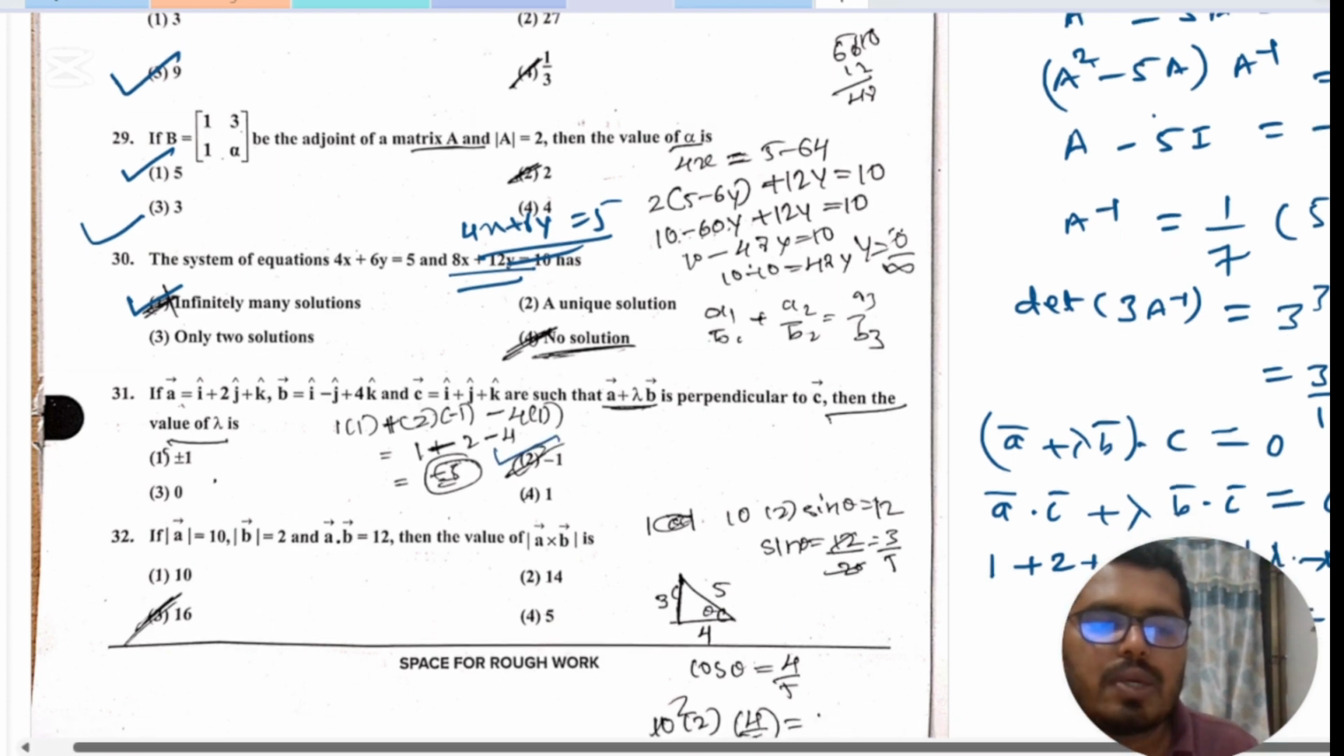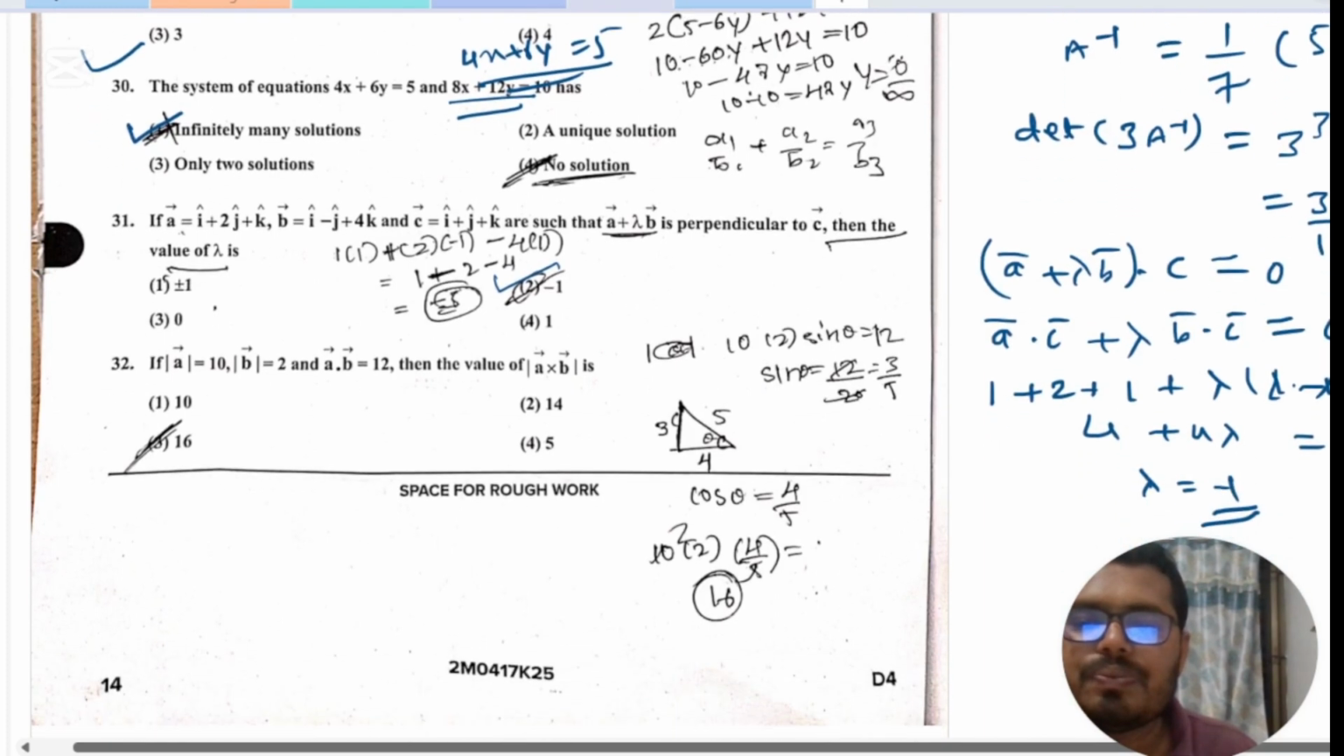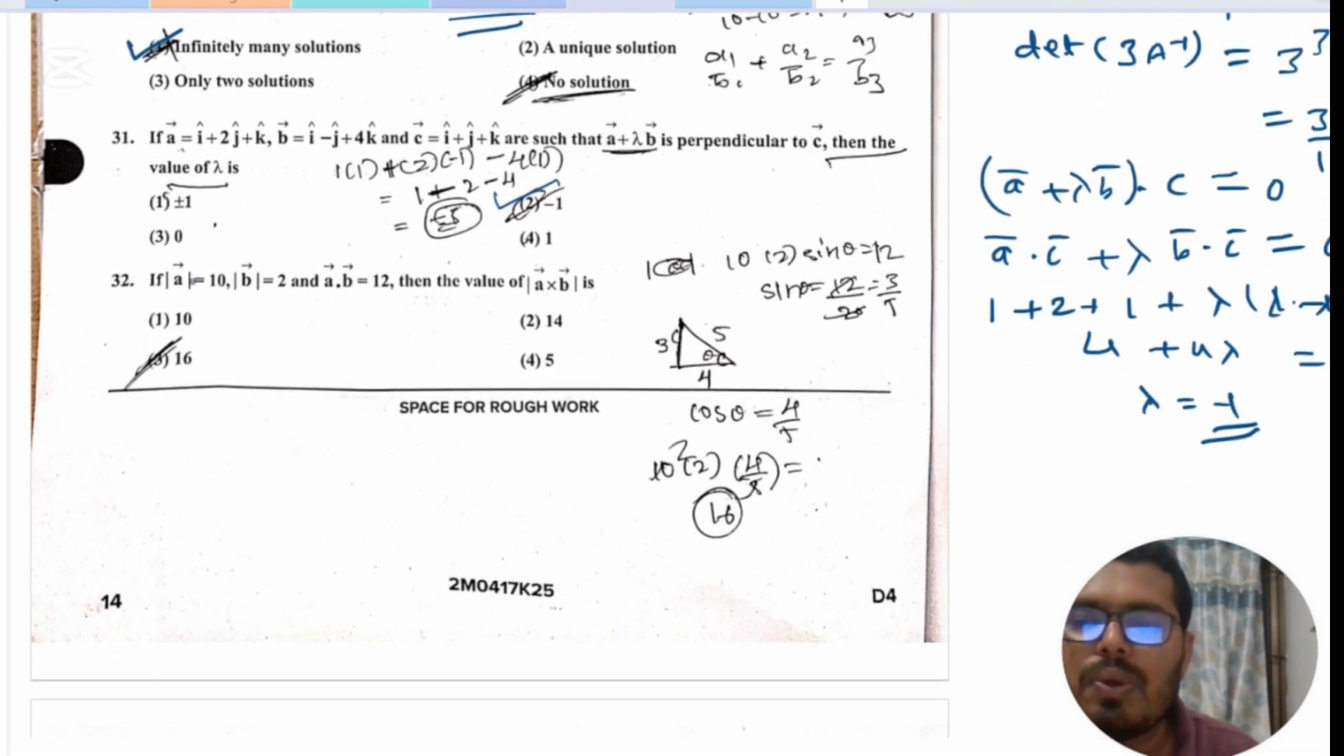Okay. Next, question number 32. Here they have given you magnitude of A bar is 10, magnitude of B bar is 2, and A bar dot B bar is 12. Then the value of magnitude of A bar cross B bar. Let us see what comes out of this.